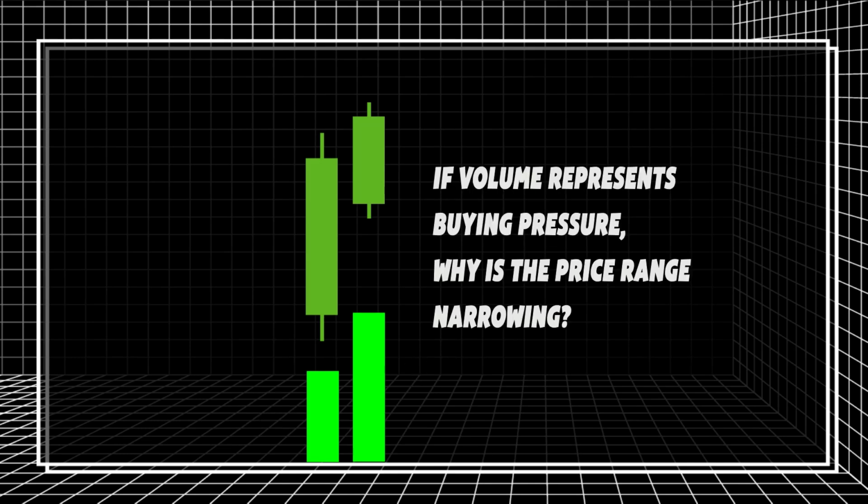In this case, the second candle has a smaller range than the first one, but the second volume bar is higher than the first. That might raise a question. If volume represents buying pressure, why is the price range narrowing? When you see a narrow range candle with high volume, there are usually 2 possible scenarios.